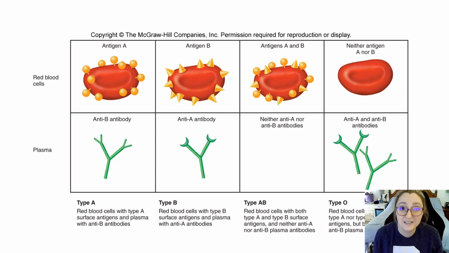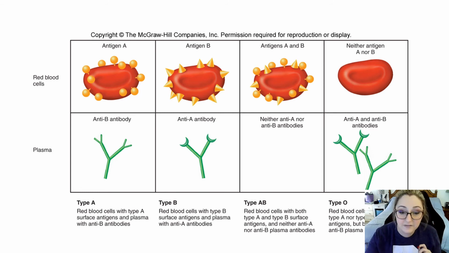Now, what's even more interesting, we're taking it another step up, is we have type O blood. Type O is going to have neither antigen, but it's going to have both anti-A and anti-B antibodies, because it doesn't want either one of those things in there, because neither one are there in the first place, which is kind of cool and interesting. So hopefully, if you know your blood type, now you know a little bit more about yourself.